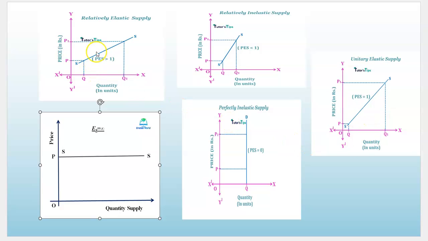Now over here, remember, the more horizontal it goes, the more elastic it is. The logic applies just the same. So in this case, you have a horizontal supply curve, which means that at this price, an indefinite amount can actually be provided.